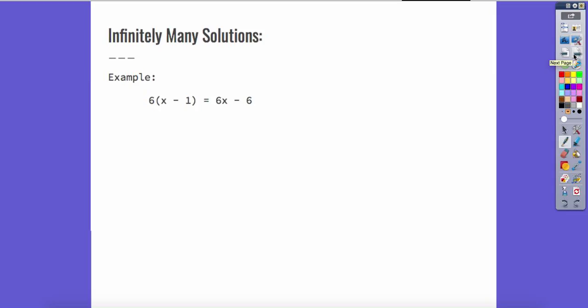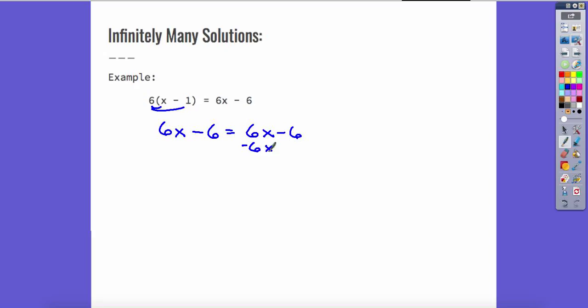Infinitely many solutions is going to look just a little bit different. Okay, it doesn't change how we solve. We're still going to solve the exact same way. So in this problem, I still need to do the distributive property first. So I've got 6 times x, which is 6x, and then 6 times negative 1 is minus 6, equals 6x minus 6. So again, I'm going to solve like normal.